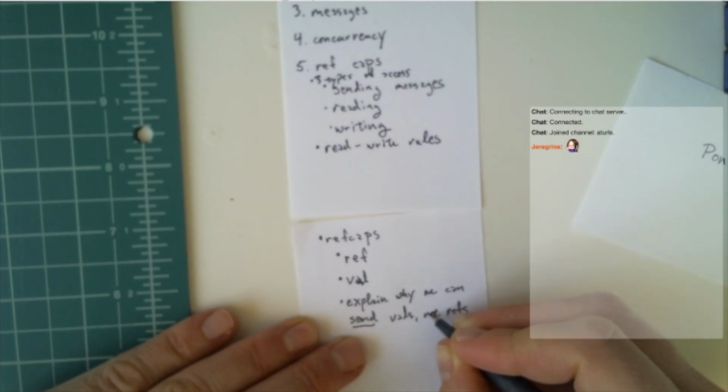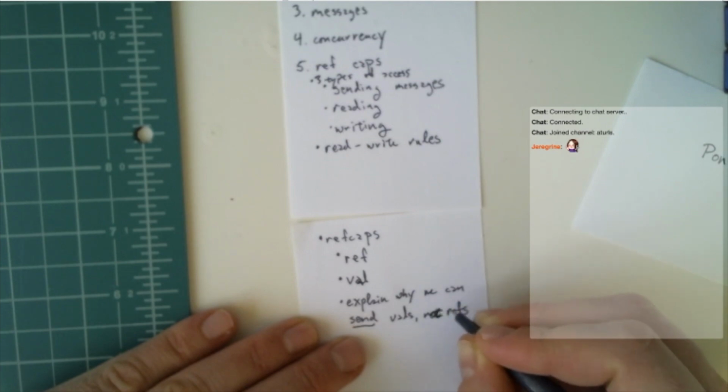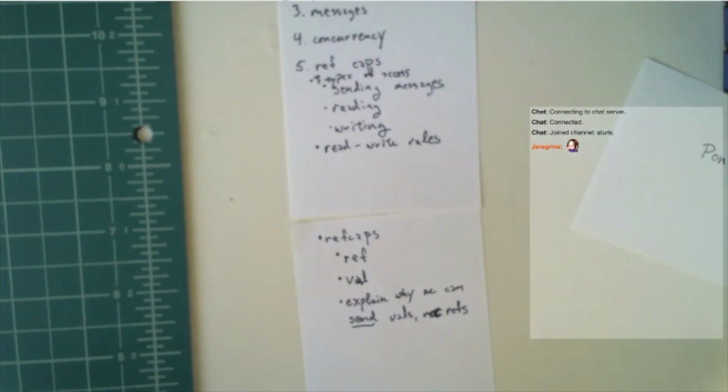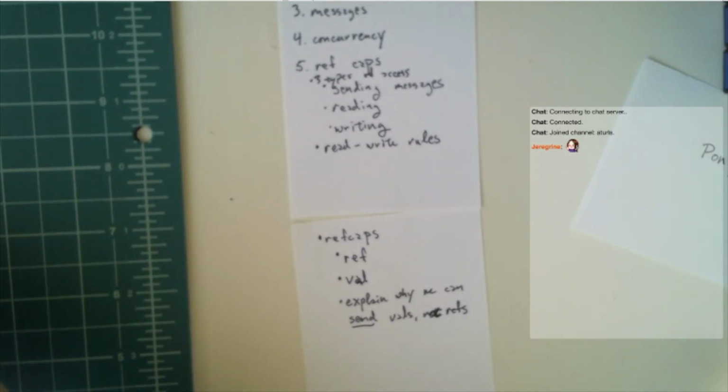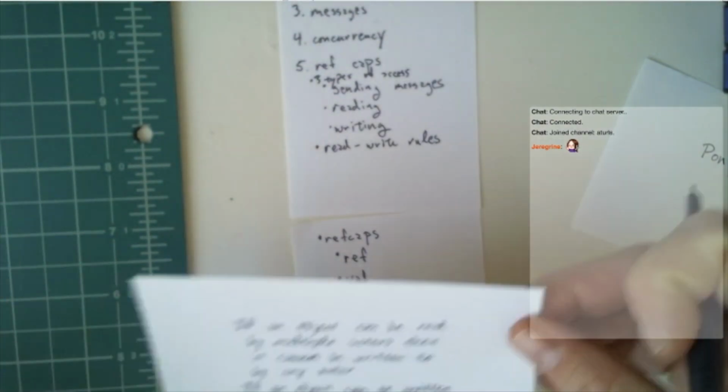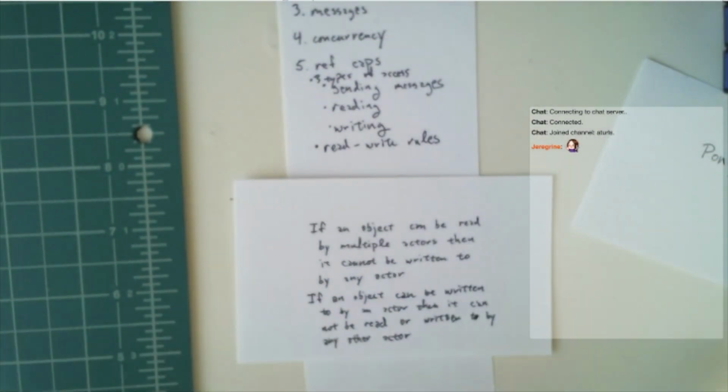And the reason for that, just for those of you who are watching this to learn about Pony, is the read-write rules. I even have a card here, I'll just throw this up real quick. The read-write rules say that if an object can be read by multiple actors, then it cannot be written to by any actor. And if an object can be written to by an actor, then it cannot be read or written to by any other actor.